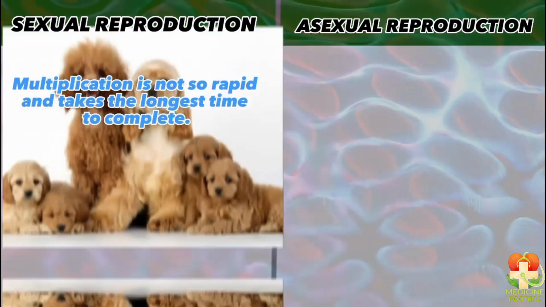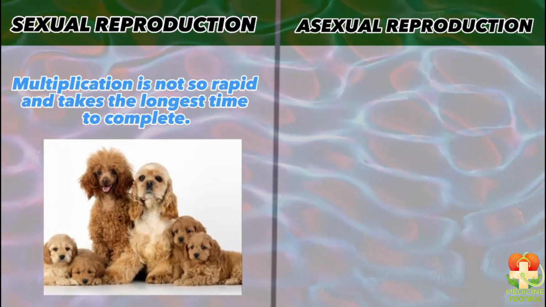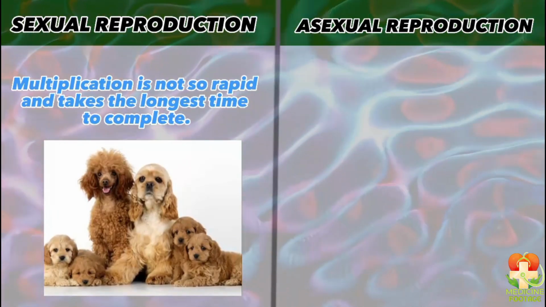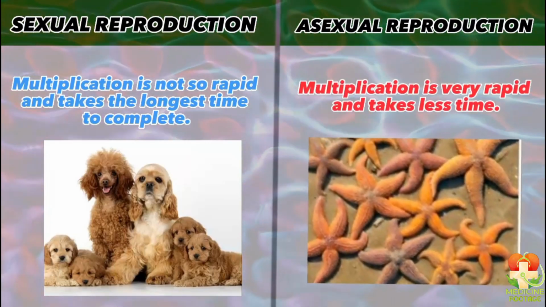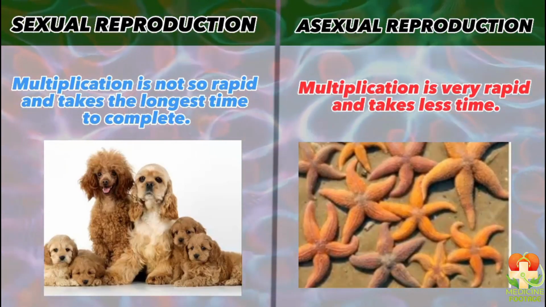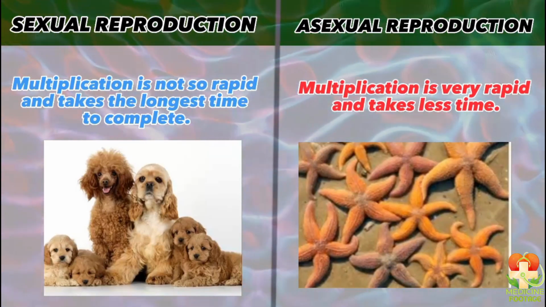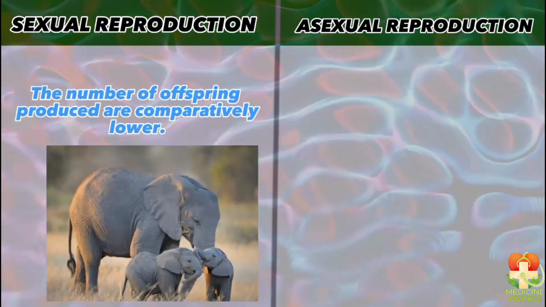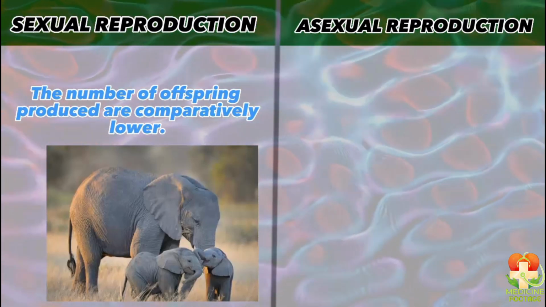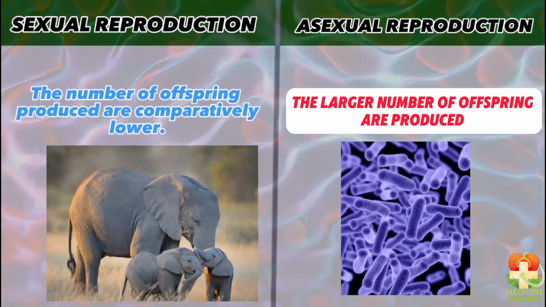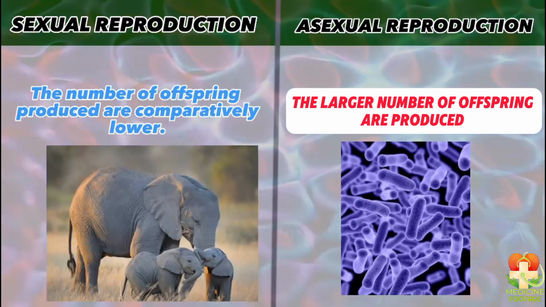Difference number 11. In sexual reproduction, the offspring produced multiplies very slowly, taking a lot of time. It doesn't happen quickly. But in asexual reproduction, since only one parent is involved, reproduction is much faster, and many offspring are produced in a short amount of time. Difference number 12. As I mentioned, sexual reproduction is slow, so the offspring produced in sexual reproduction are few in number. But in asexual reproduction, the process is rapid and a larger number of offspring are produced.